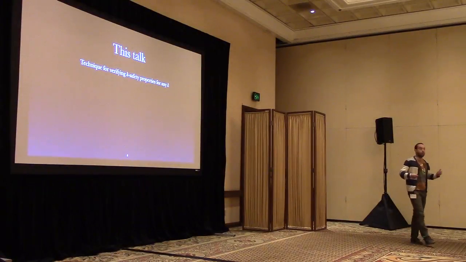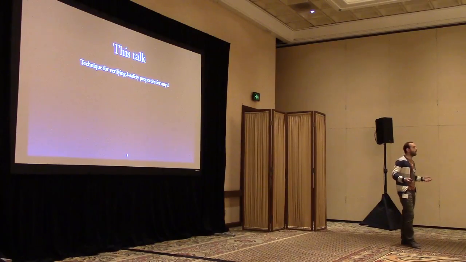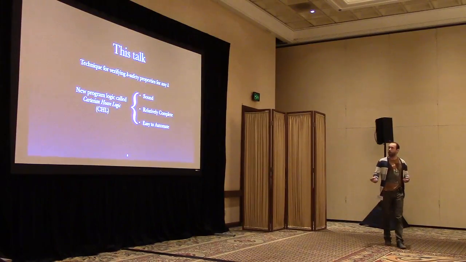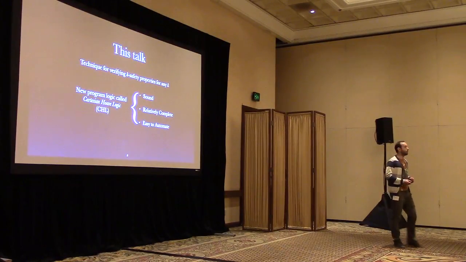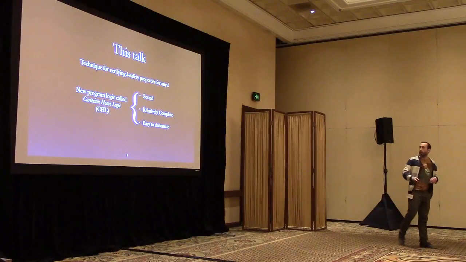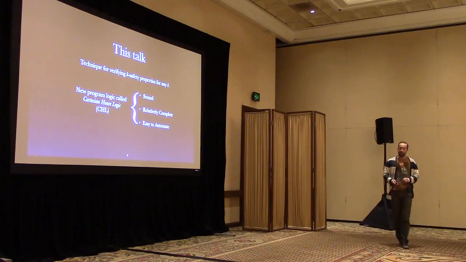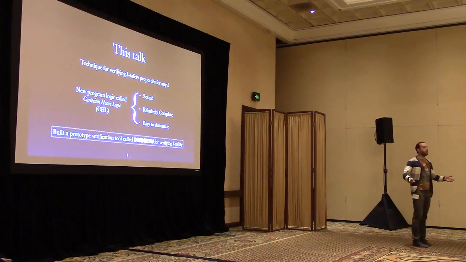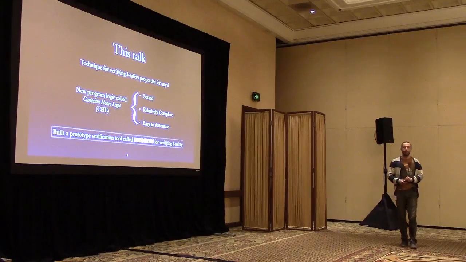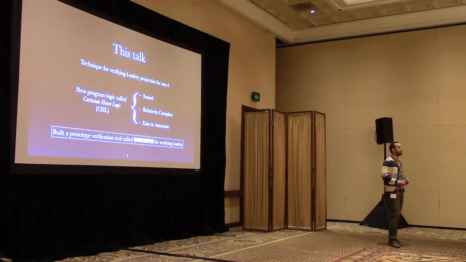So in this talk, I'm going to talk about a technique for verifying k-safety properties for arbitrary k values. More specifically, it is a form of a new program logic that we call Cartesian Hoare Logic, or in short, CHL. Some properties of this logic are that it is sound, it is relatively complete, and furthermore it is easy to automate. Because it's easy to automate, we built a prototype verification tool, which we call Darais, for verifying k-safety for Java programs.